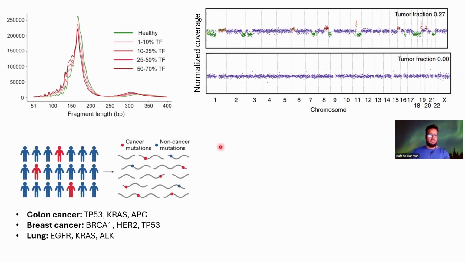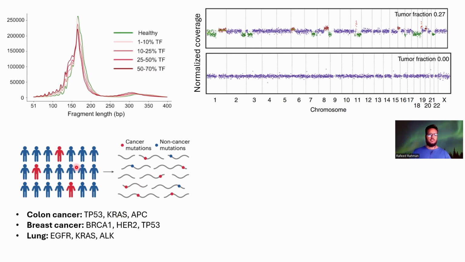Then you also have the mutations. Obviously, if you have cancer, you have some mutations. For example, there are some common mutations for different cancers. For colon cancer, you have TP53, KRAS, APC, etc. For breast cancer, you have BRCA1, HER2, TP53. For all the major cancer types, we commonly know which mutations are there, and they differ across cancer types. Those mutations can also be seen in the cell-free DNA or ctDNA of those cancer patients.